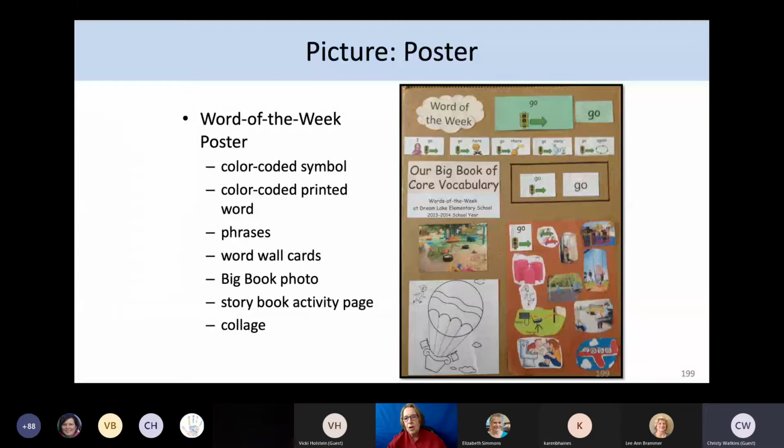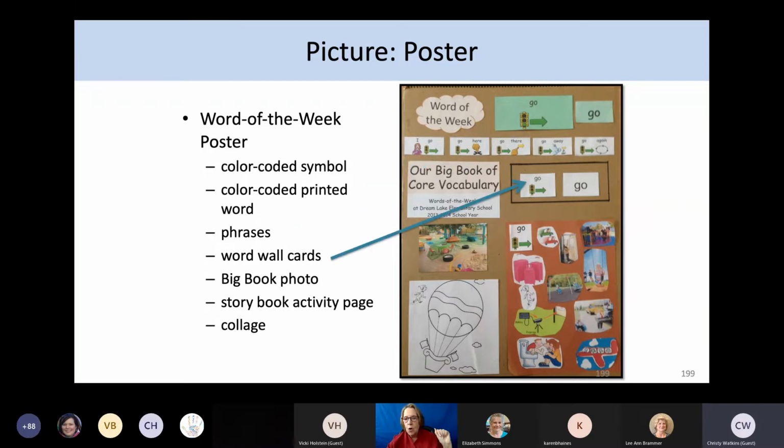All right, so then we also always have our poster. Every week, the teachers know that on our Word of the Week poster, they're going to have their color-coded symbol. So there's our symbol for the word go. It's on a green background because it's a verb, and verbs are green. We've got a color-coded printed word. So the symbol goes away because in this classroom, they really want to work on emerging literacy. The words are on these different phrase cards. So there's subject verb, verb determiner, verb adverb, verb adjective, all sorts of different combinations.